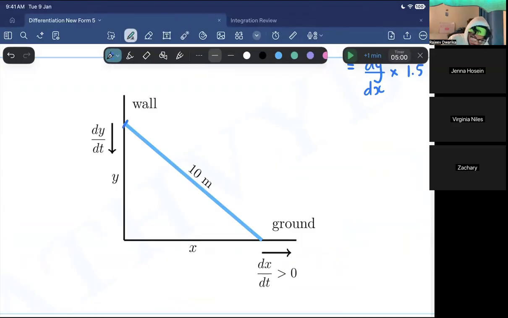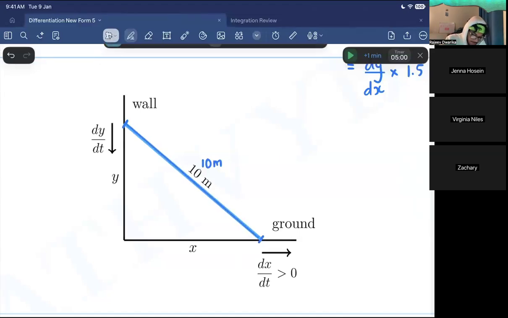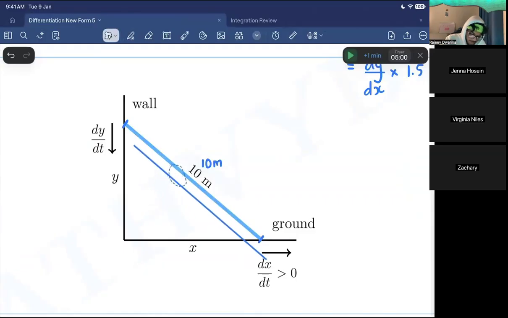Can everybody agree this is always going to be constant? It's always going to be 10. No matter where this thing is, it'll always be 10, right? Yes, sir. Good.